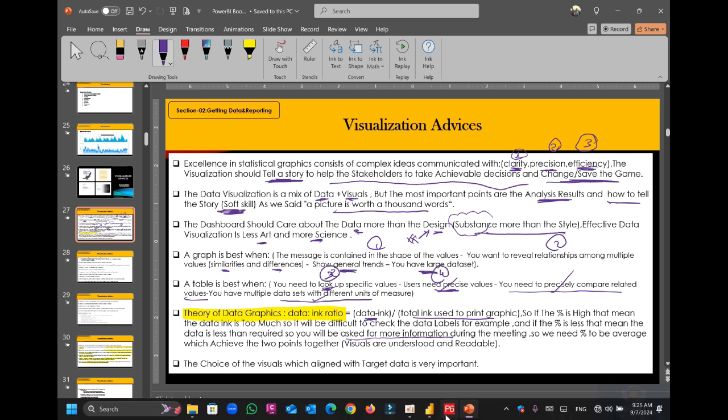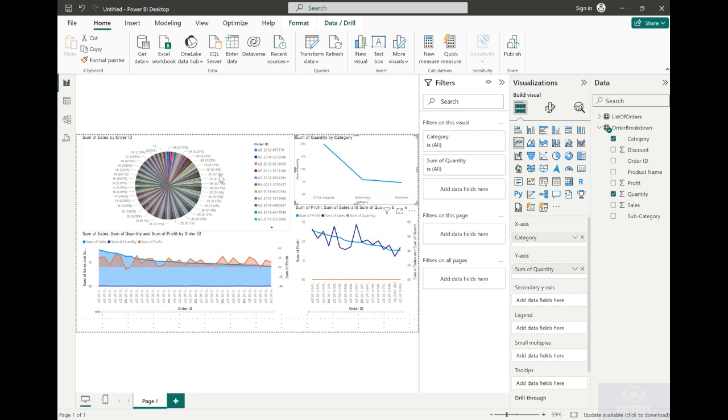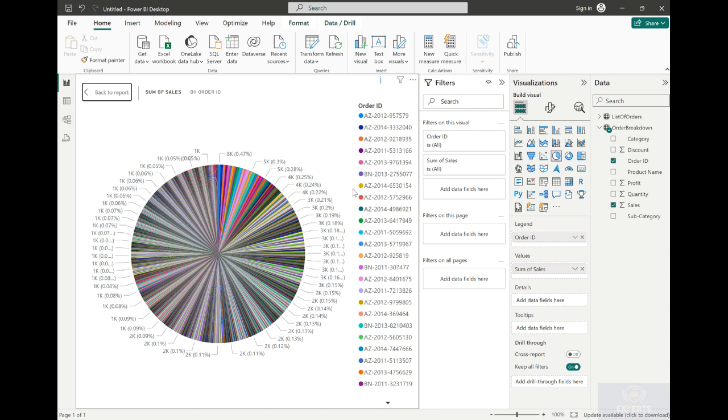On the other side, let's take a look at this pie chart. Here, the ink used for the graph itself includes the legend, the pie chart, the titles, and everything is more. This means the data you put in the visual is too much. If people look at this chart, 100% they will not understand anything.